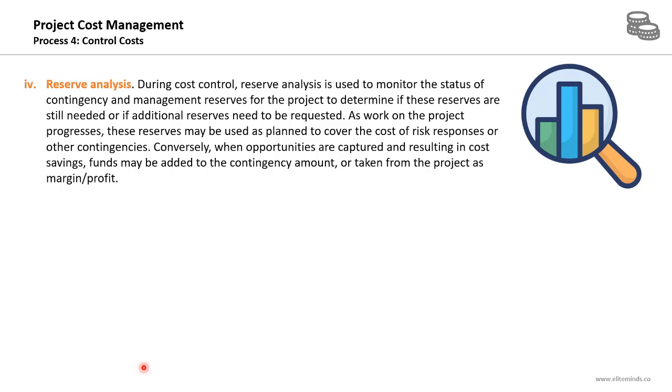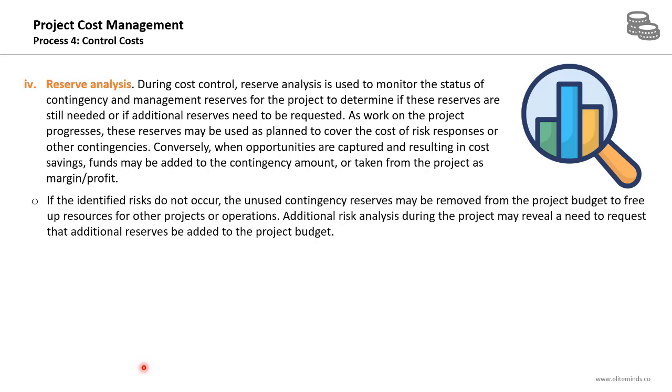Conversely, when opportunities are captured and result in cost savings, funds may be added to the contingency amount or taken from the project as margin or profit. So you will conduct this data analysis technique to determine if the remaining reserves are enough for the remaining work on the project or not. If the identified risks do not occur, the unused contingency reserves may be removed from the project budget to free up resources for other projects or operations. So if a risk was outdated or a risk will not occur anymore, then the reserves associated with this risk should be returned back to the organization.